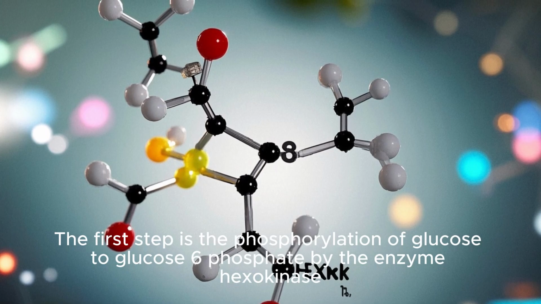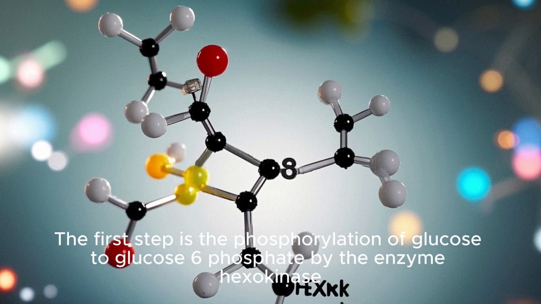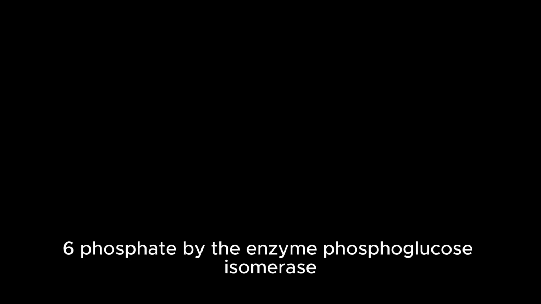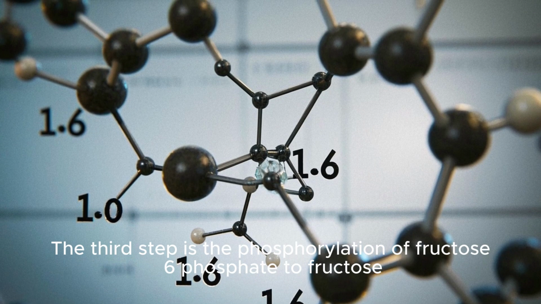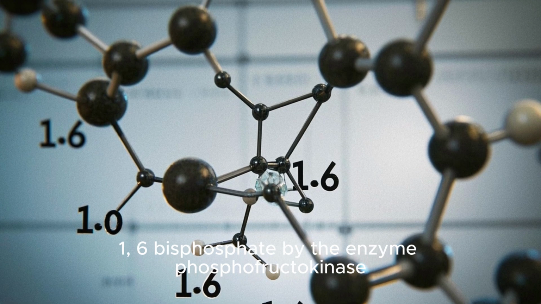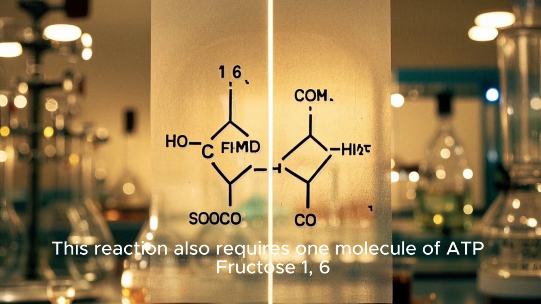The first step is the phosphorylation of glucose to glucose 6-phosphate by the enzyme hexokinase. This reaction requires one molecule of ATP. Glucose 6-phosphate is then isomerized to fructose 6-phosphate by the enzyme phosphoglucose isomerase. The third step is the phosphorylation of fructose 6-phosphate to fructose 1,6-bisphosphate by the enzyme phosphofructokinase. This reaction also requires one molecule of ATP.